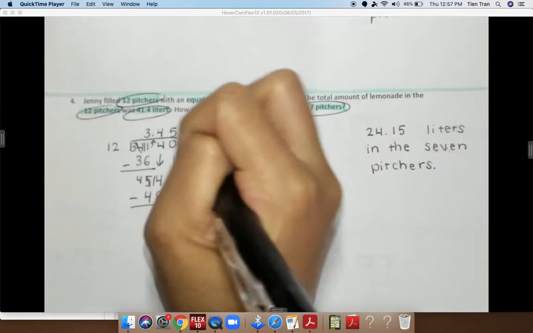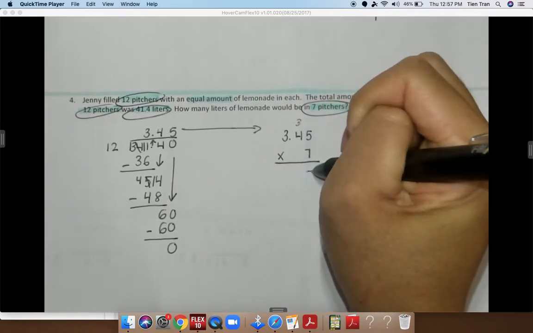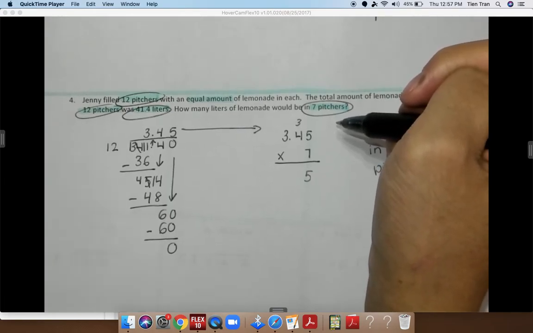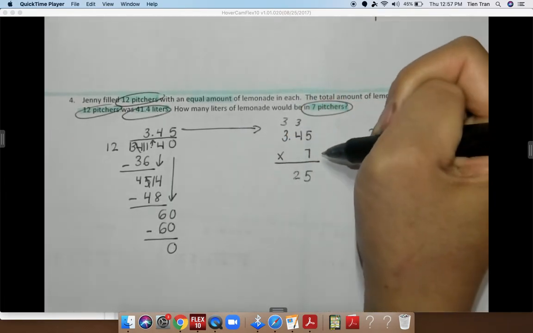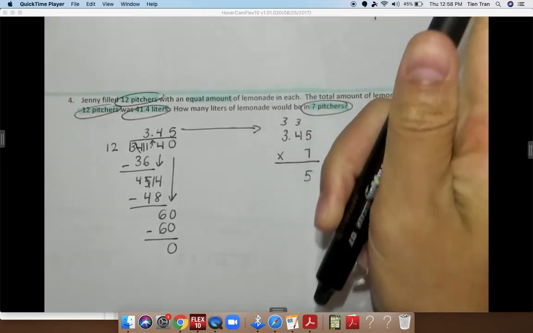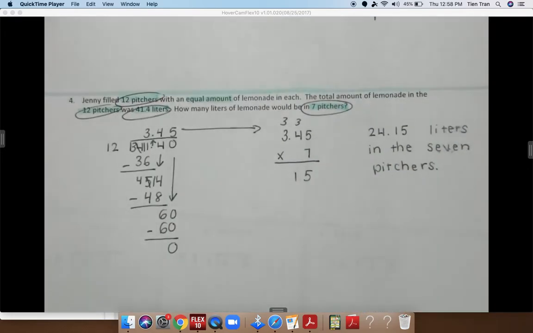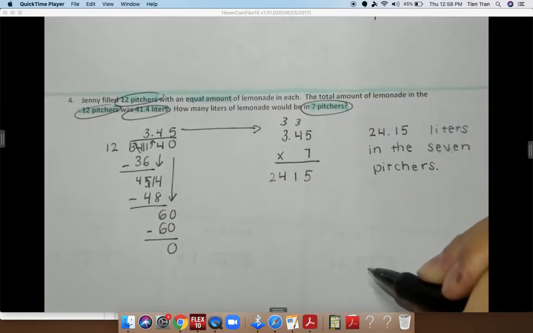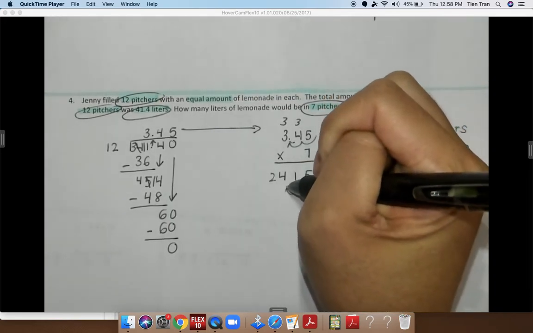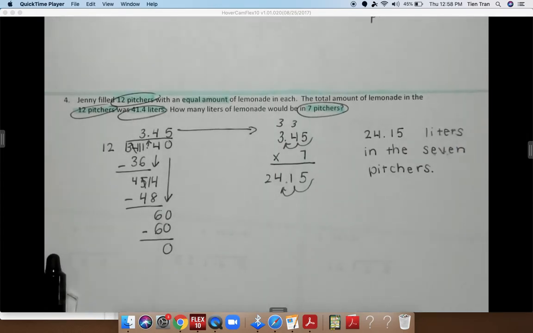So I'm taking this number now and I'm multiplying it times 7 pitchers. 7 times 5 is 35. 7 times 4 is 28. Plus 3 is equal to 31. Oh wait, 31. I thought I was adding 4. 7 times 3 is 21. 21 plus 3 is equal to 24. So now I need to make sure I move my decimal over twice. So I get 24.15 liters in the 7 pitchers.